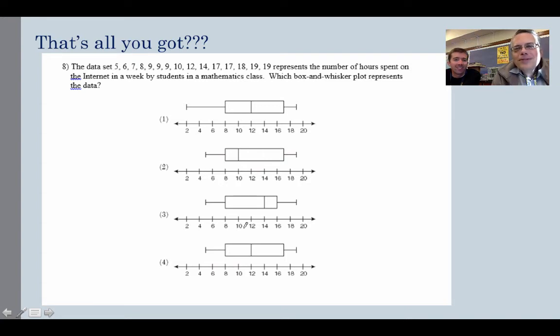Yeah, no. Which box and whisker plot represents the data? Okay, so we have the data. We have to match the graph.